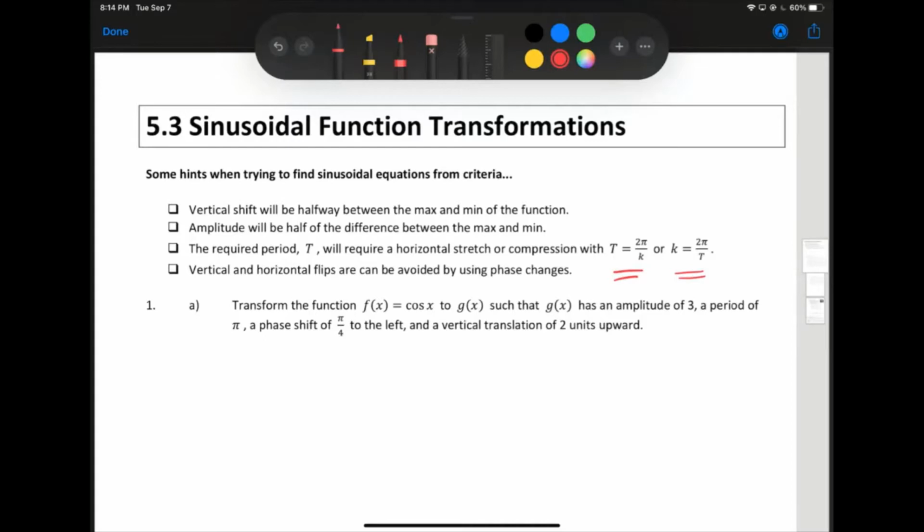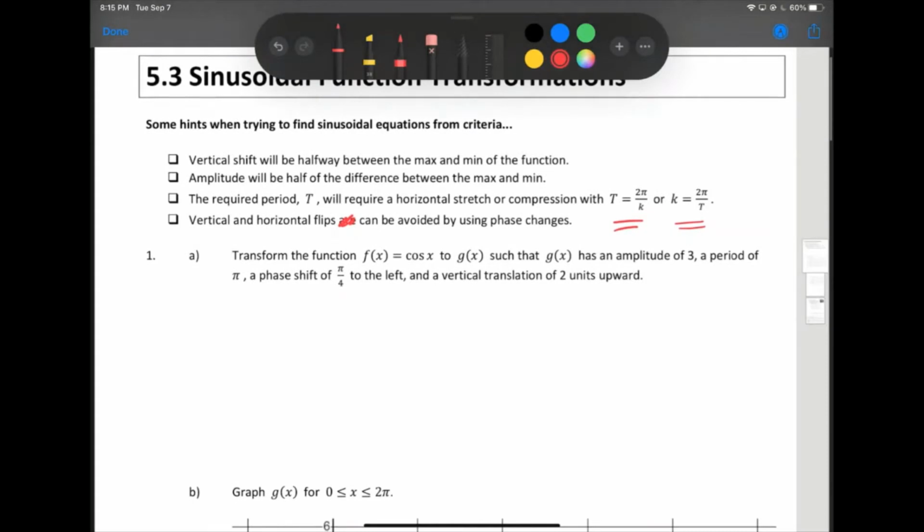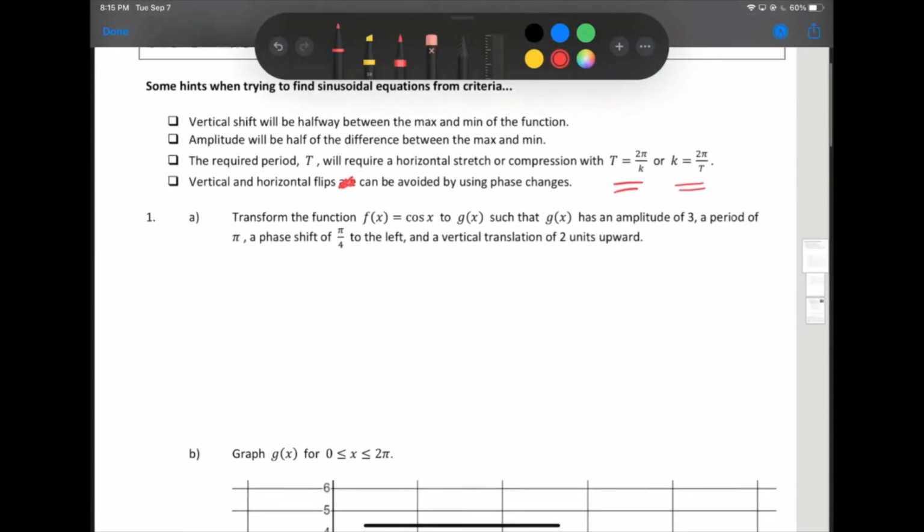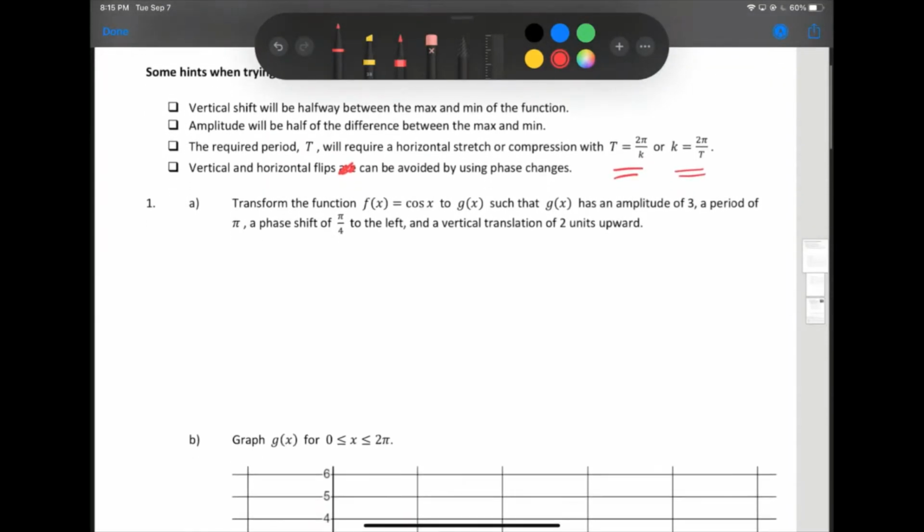Okay. Vertical and horizontal flips can be avoided by using phase changes. So basically, for instance, I could flip cos, or I could just move it over 180 degrees and make a crest into a trough. And we'll see how that works as we go. Sometimes it's easier to do a flip, sometimes it's easier to do a phase change, and vice versa.